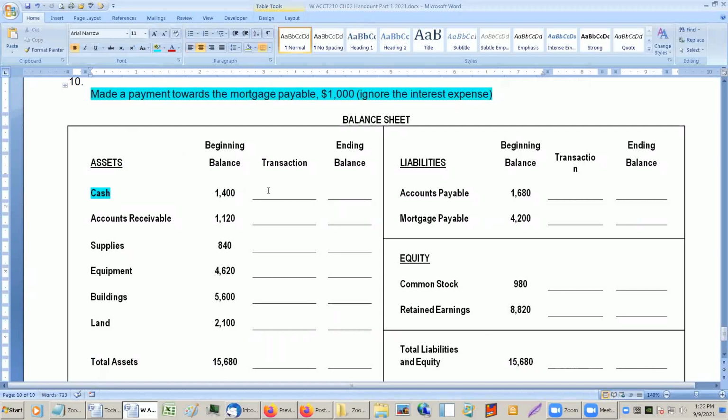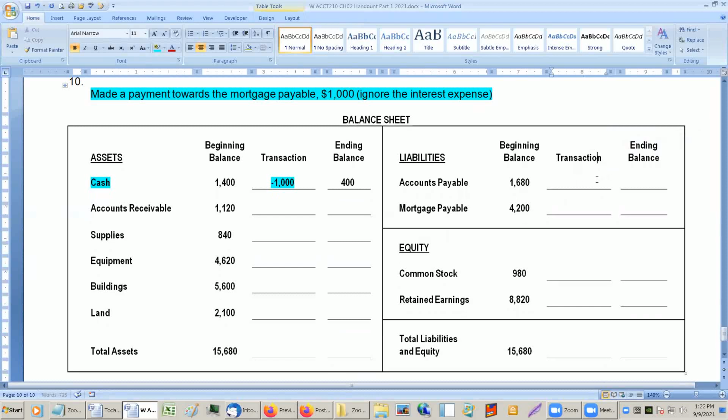So our cash is gonna go down, but I thought we just made a payment. 400. And our mortgage is also going to go down. Fix these. Okay, our mortgage is going to go down by 1,000 too. Or also, I should say. Oops.